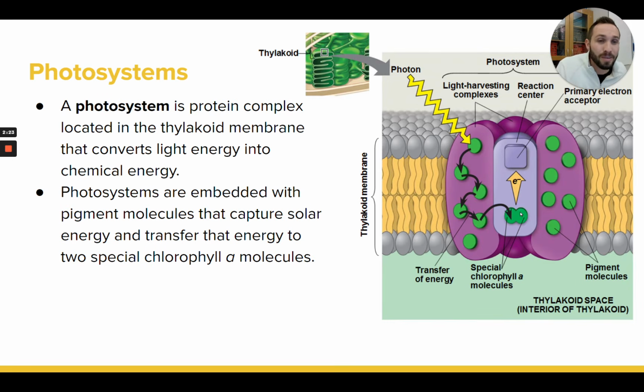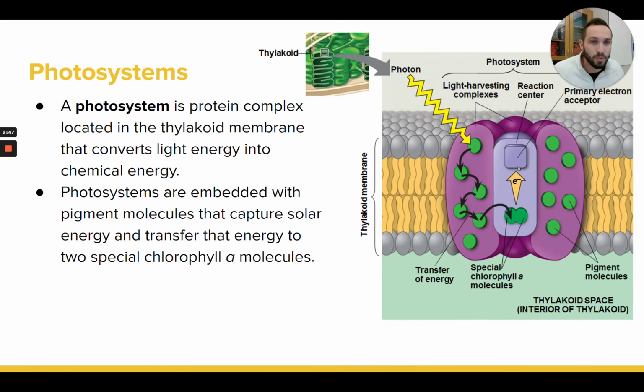And that energy is going to be used to excite a pair of electrons. So there's going to be a pair of electrons here that are going to take all that energy from the light and become really excited. So they're going to turn into high energy electrons. And once they become high energy electrons, they are going to basically be kicked out of the photosystem. They're going to be moved out of the photosystem somewhere else. And that's what we're going to look at here in topic 2. But that's what a photosystem does.